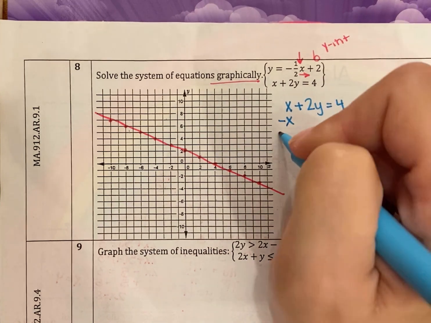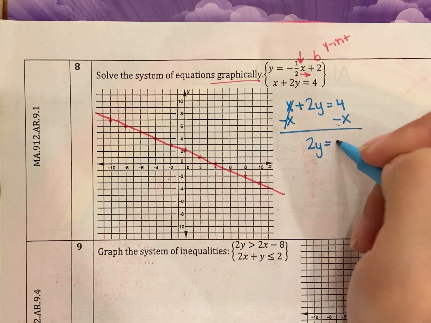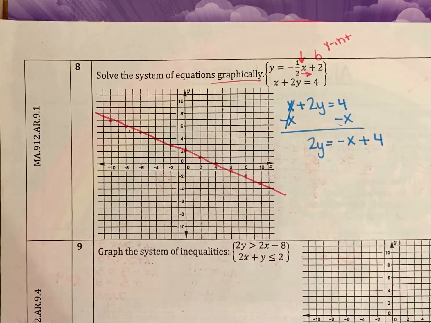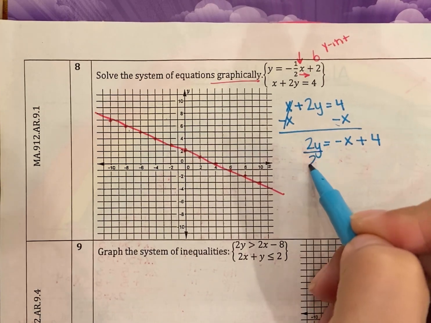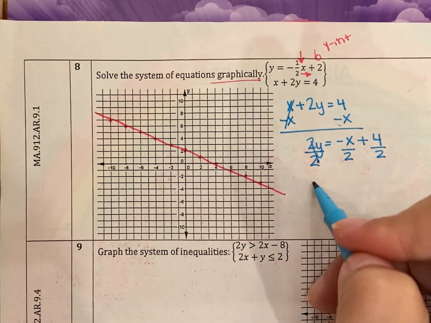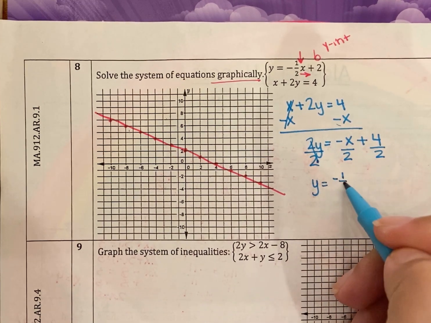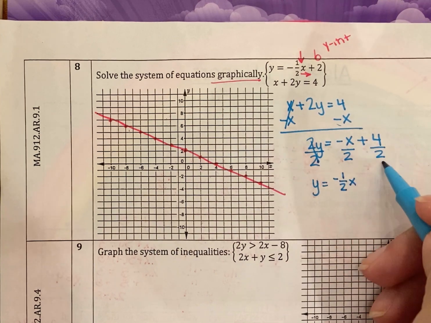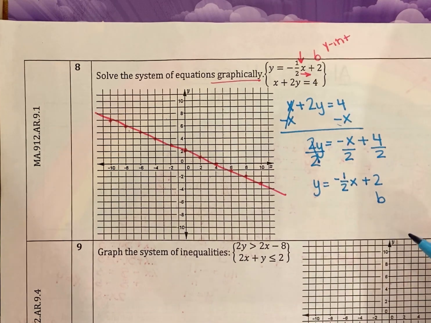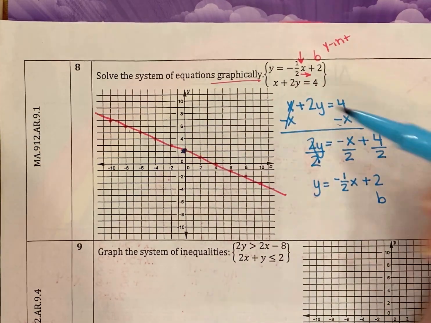Minus x, minus x. I get 2y equals, x should go first, minus x plus 4, because 4 is positive, in the back. Now I have to isolate the y completely by getting rid of this 2. So I divide every term by 2. y equals negative 1/2 x plus 2. b is where I begin. m is how I move. So I start at 2, and then I go down 1 and over 2.